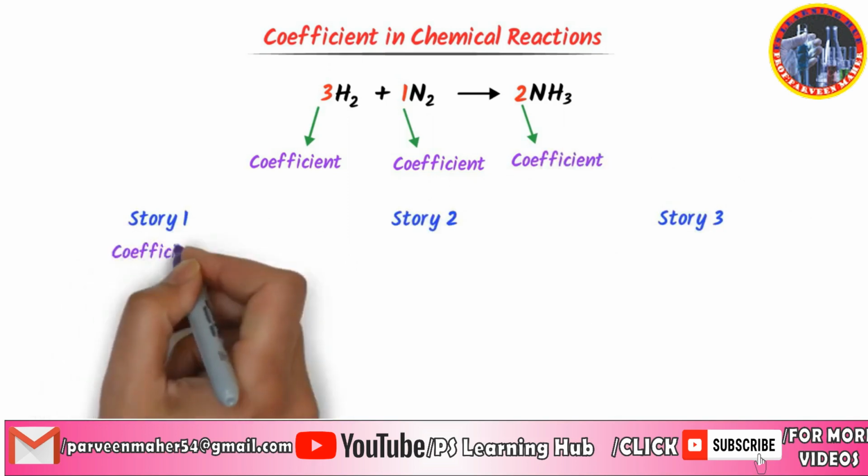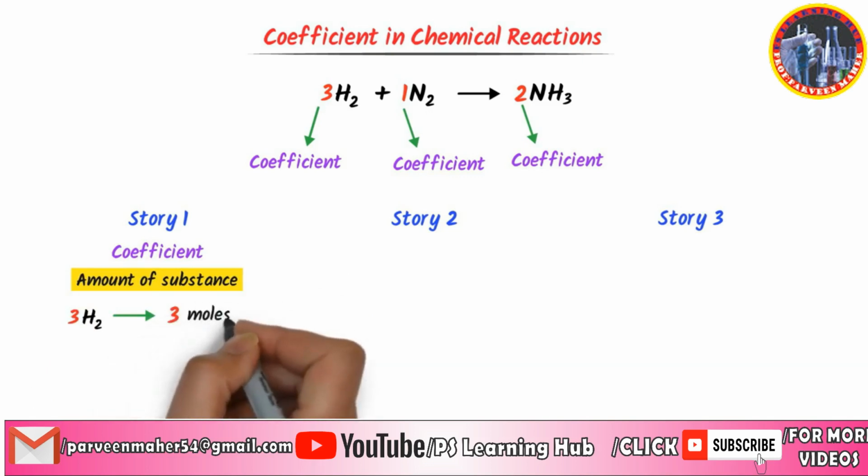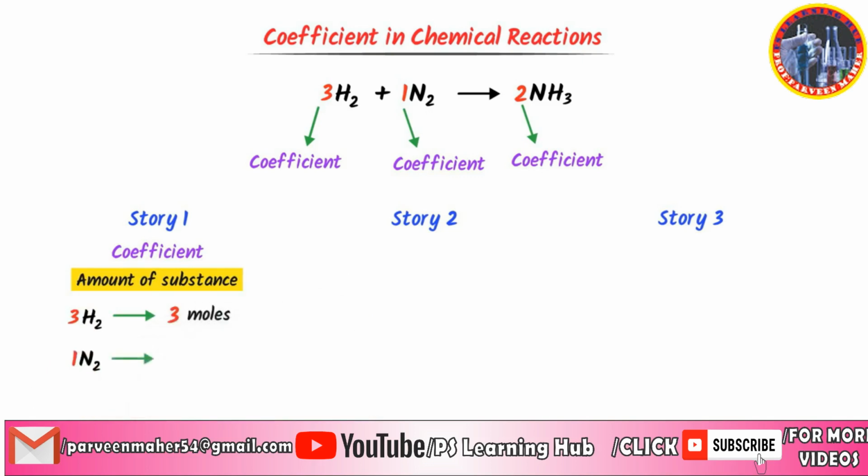Firstly, the coefficients represent the amount of substances. For example, this 3, the coefficient of hydrogen gas, shows 3 moles of hydrogen gas. 1, the coefficient of nitrogen gas, represents 1 mole of nitrogen gas. And 2, the coefficient of NH3, represents 2 moles of NH3.